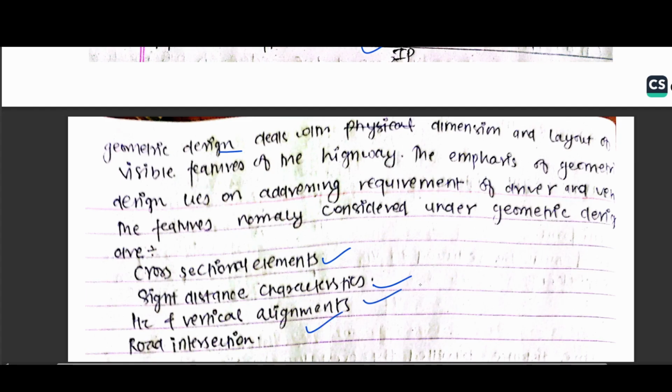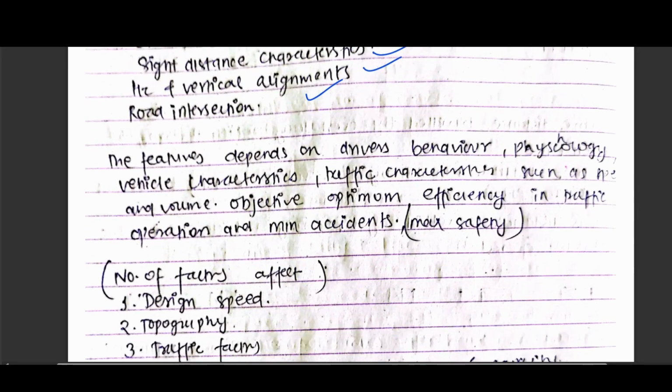Of geometric design, we have seen many visible features in the road, right? And the dimension or layout of all those physical features is included in the geometric design of the road. The features depend upon the driver behavior. Obviously it will depend on driver behavior, psychology of the driver, and vehicle characteristics: how much is the width of the vehicle, how much is the height, how much is the length. The radius of the curve should be designed according to that.